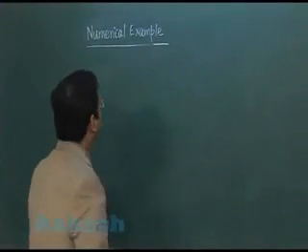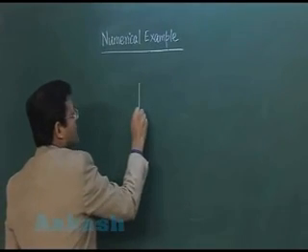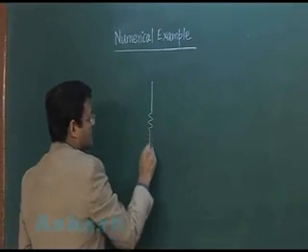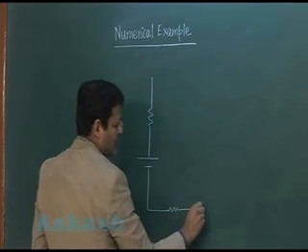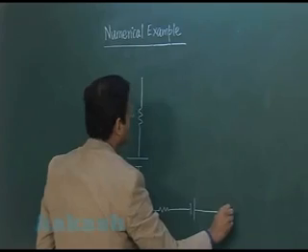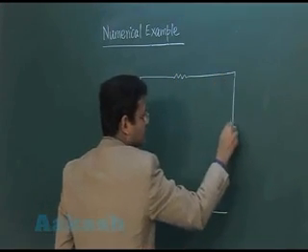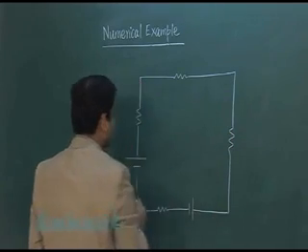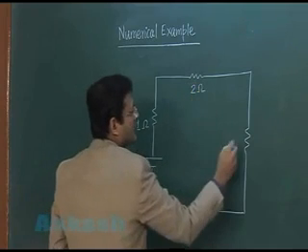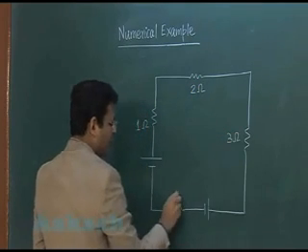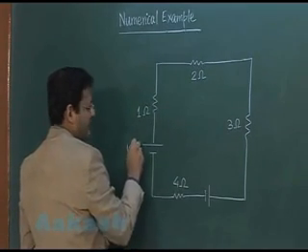Let us take another example. Consider a situation in which in a loop you have certain resistors and certain EMFs. आपको एक लूप दिया गया है in which there are certain resistors. Say this is of 1 ohm, this is of 2 ohm, this is of 3 ohm, and say this is of 4 ohm. Say this is 12 volt and this is 2 volt.